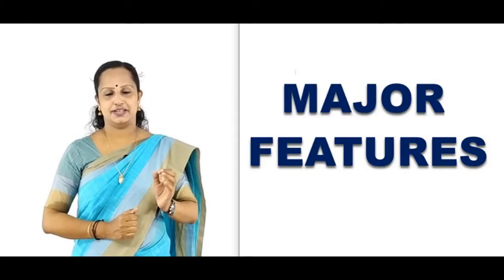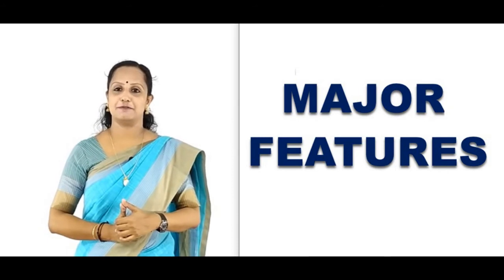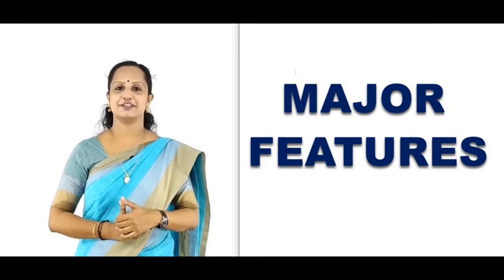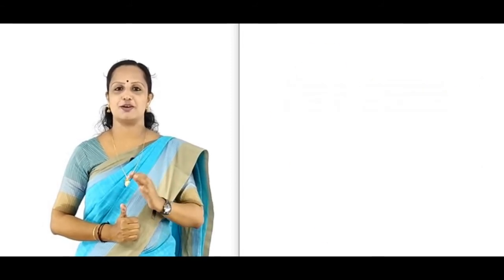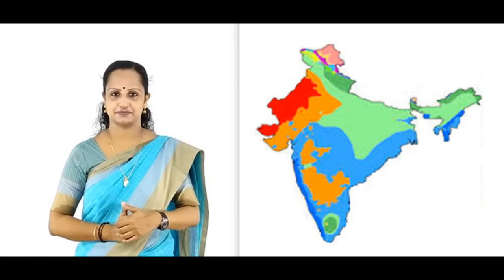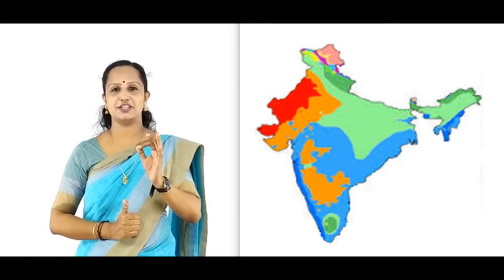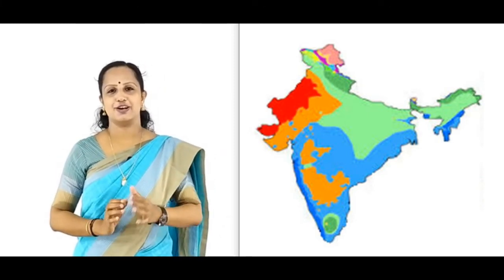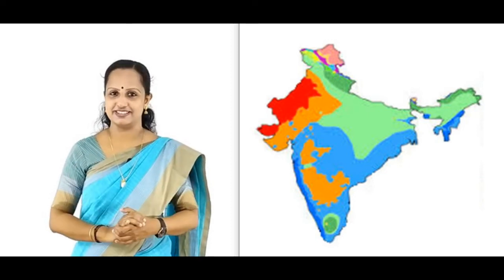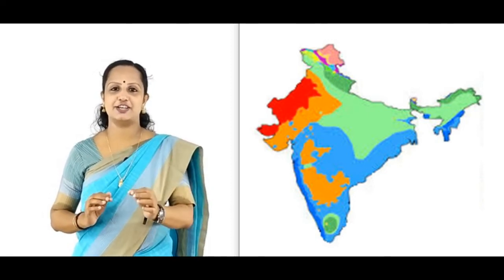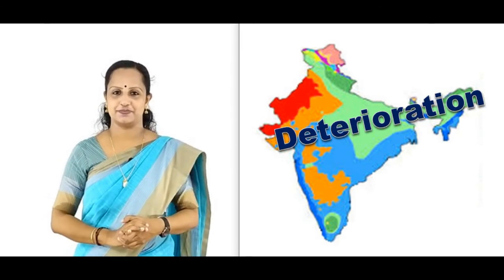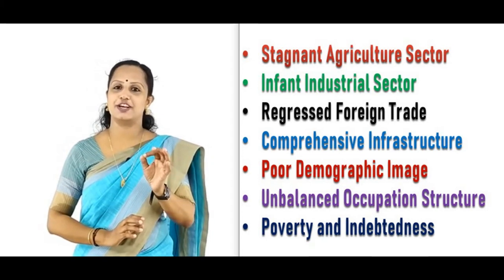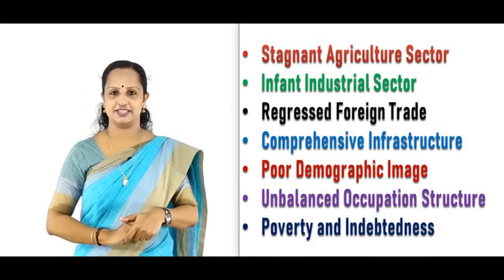Now, it is time to analyze the major features of the Indian economy at the time of independence. As a result of the British rule, the structure of the Indian economy radically changed. Their exploitative rule wounded almost every circle of the economy. Consequently, at the time of independence, the Indian economy was in a state of complete deterioration. The points on the screen summarize the main features of the Indian economy at the time of independence.